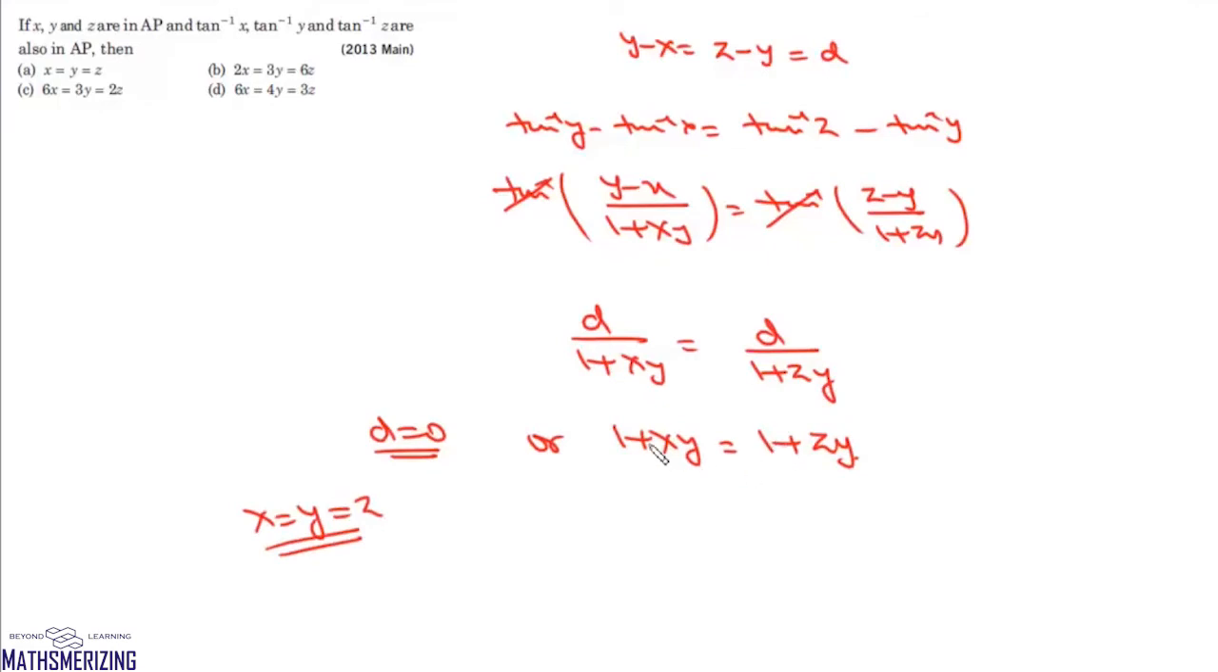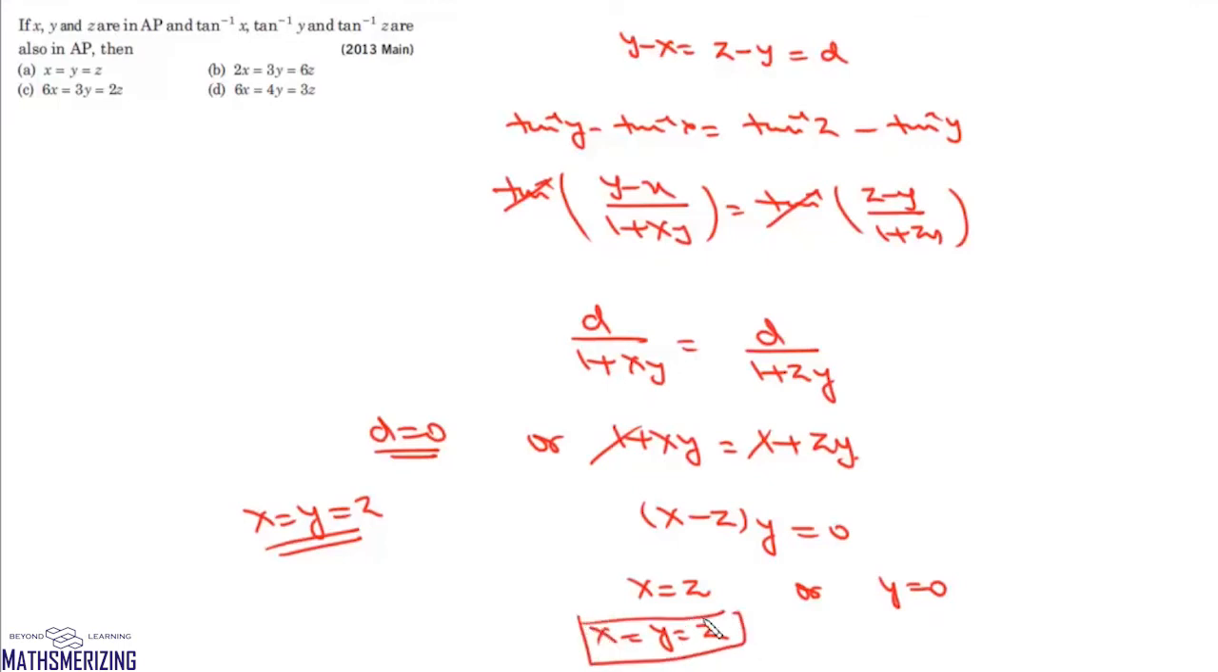And if we take this other condition, here 1 will cancel. Here we'll get (x minus z) into y equals 0. So either x equals z or y equals 0. If x is equal to z, then from here also we'll get the same condition that x is equal to y and it is equal to z. So the answer to this question is option A, x equals y equals z.